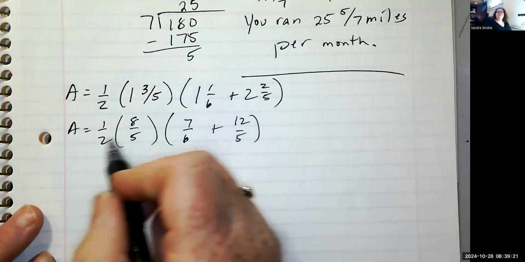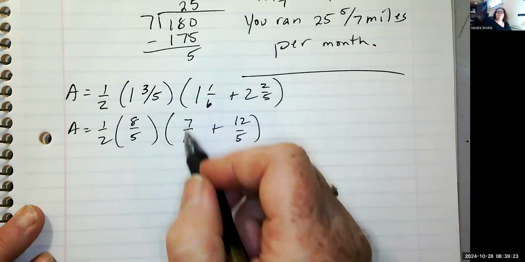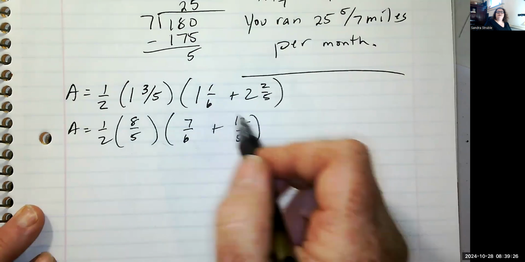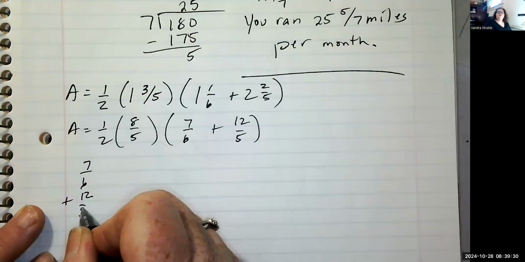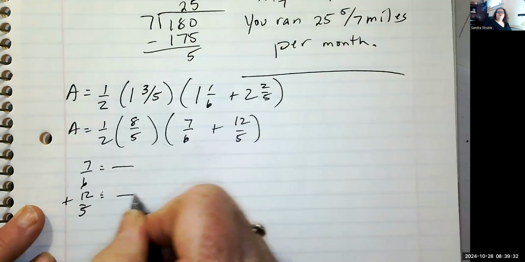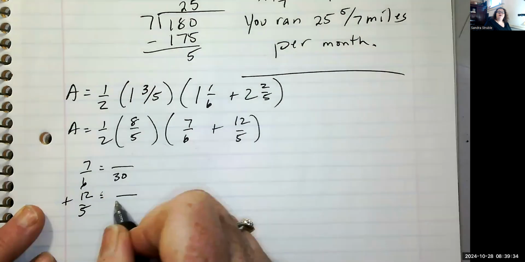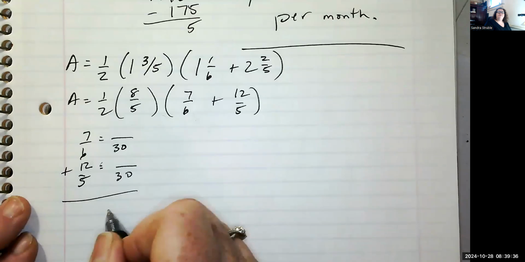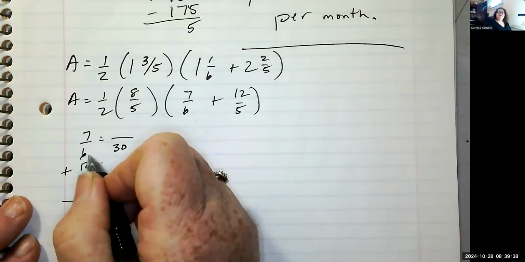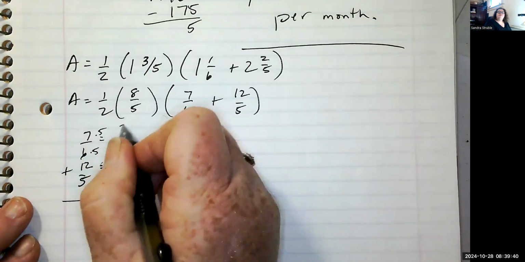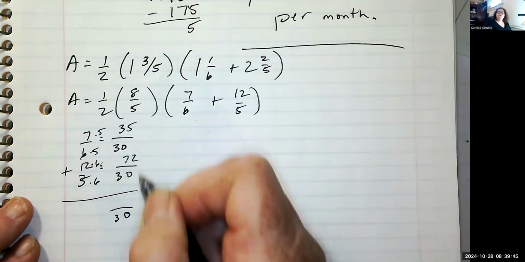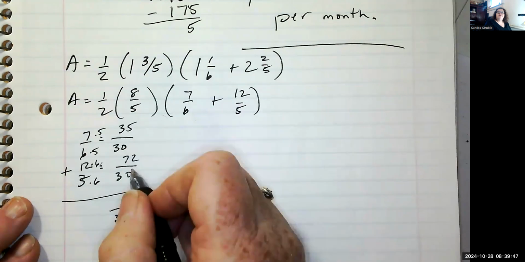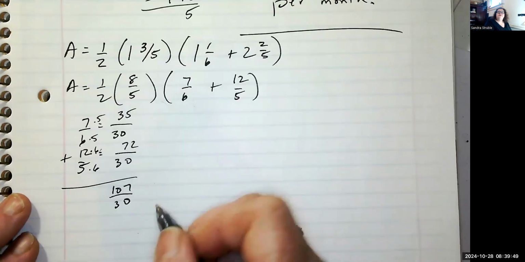Okay, we can multiply these two, but we also need to do what's inside the parentheses as well. This needs to come first. 7/6 plus 12/5. Common denominator we already found was 30. We did that earlier. 6 times 5 is 30, 7 times 5 is 35. 5 times 6 is 30, 12 times 6 is 72. And then we add these and it's 107.